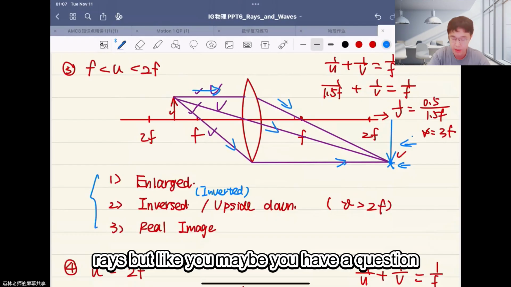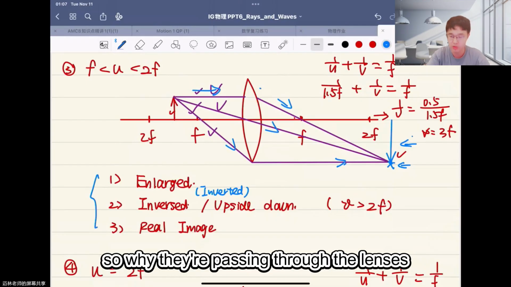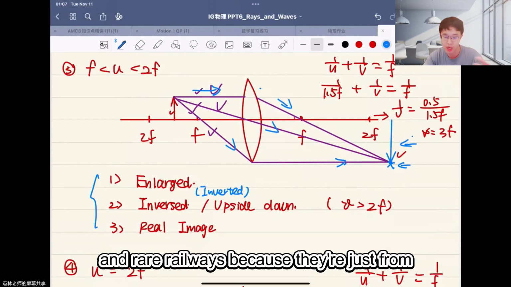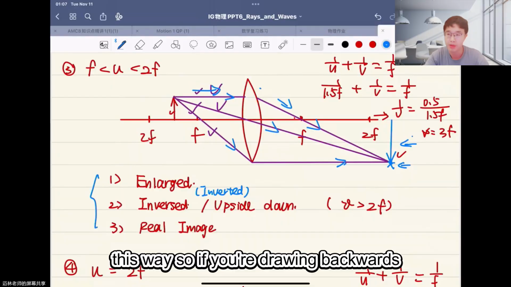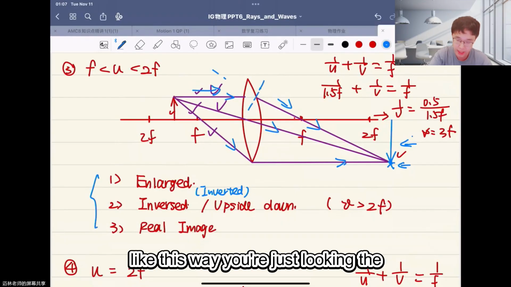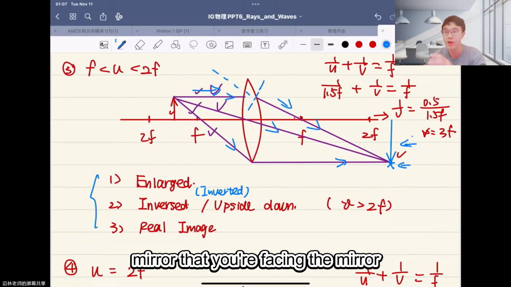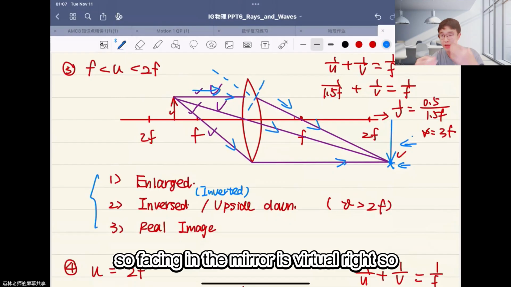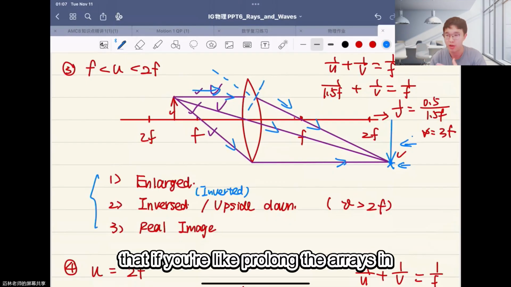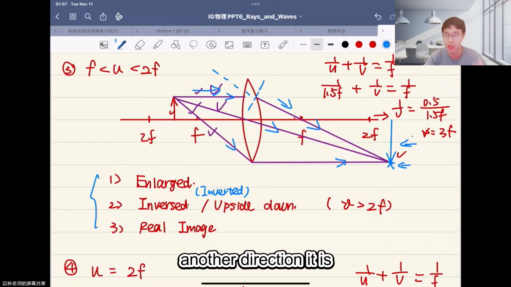But maybe you have a question: why are they real rays passing through the lenses? Because they just go this way. If you draw backwards like this, it is like looking in the mirror, like your face in the mirror. The face in the mirror is virtual, right? So we can also say that if you prolong the rays in another direction, it is virtual. So here is a real image.